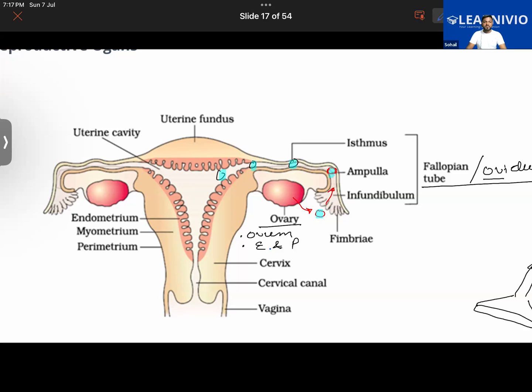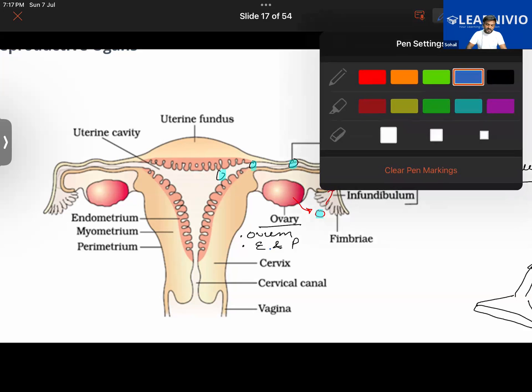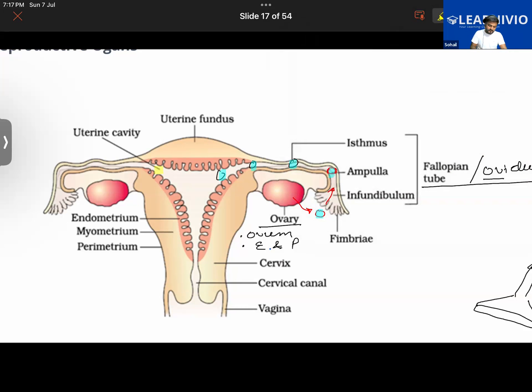So the cilia would be helping the ovum. It will carry the ovum up to the uterus. This whole structure is called the uterus, by the way. You guys know this, right? This is the uterus. Let me just highlight it using this color. What is this part of the female reproductive organ called, which I'm highlighting here? Yes, anyone? Uterus. That is the uterus.